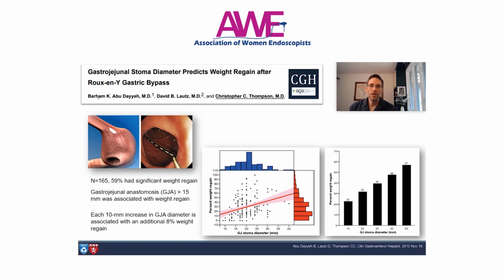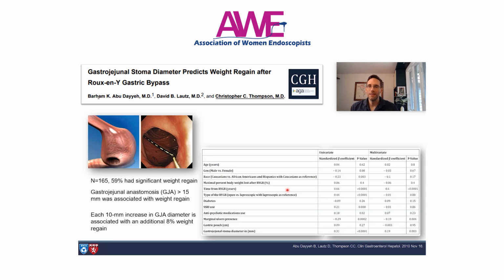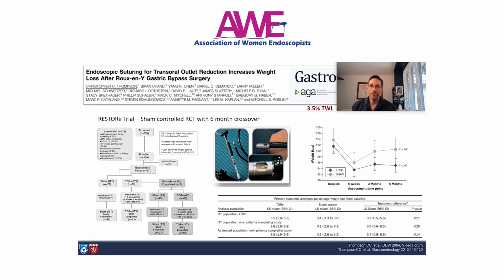And this is a study we did years ago when Dr. Bahram Abadaya was a fellow in my lab, and it was retrospective. We looked at 165 patients who had gastric bypass, and 59% of whom had recurrent weight gain. And we found that a gastrojejunal anastomosis of greater than 15 was associated with weight regain. And for each 10 millimeter increase in the GJA diameter, there was an associated 8% weight gain. And you can see this demonstrated here. So the bigger the outlet, the more weight gain. And this held up in multivariable regression analysis as well. So it stood to reason that making these dilated outlets smaller would probably lead to weight loss.